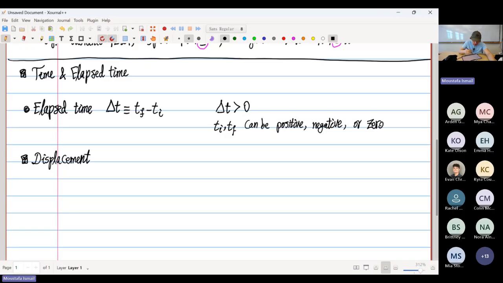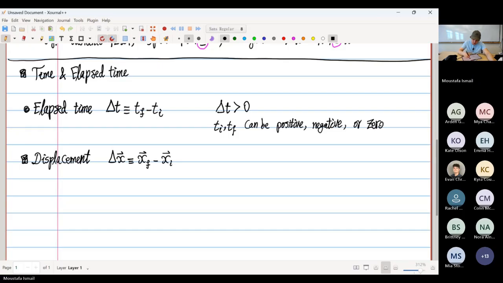Displacement and position. So displacement is the change in position. We denote it by the symbol delta x with a vector on top because it's a vector. This is defined as the final position minus the initial position. In one-dimensional motion, sometimes we just drop these vectors, but if you want to be accurate, you should indicate the vector as well.